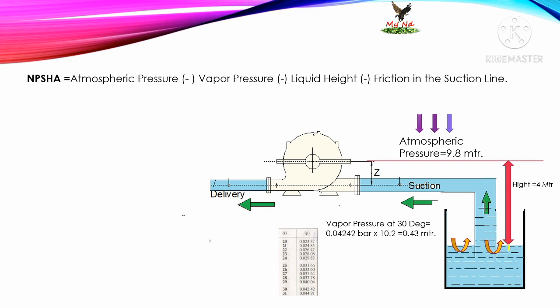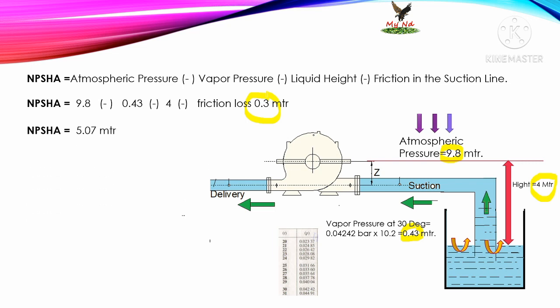Liquid height from water level to impeller center is 4 meter, and suppose we consider friction loss of 0.3 meter. So by substituting all values: atmospheric pressure 9.8 meter, vapor pressure 0.43, liquid height 4 meter, and friction loss 0.3 meter. So our NPSHA is 5.07 meter at a negative suction.